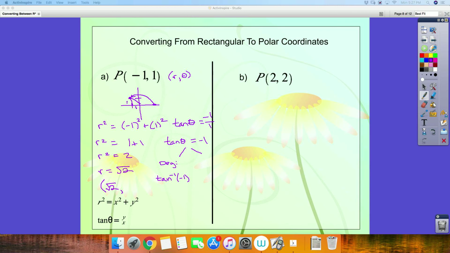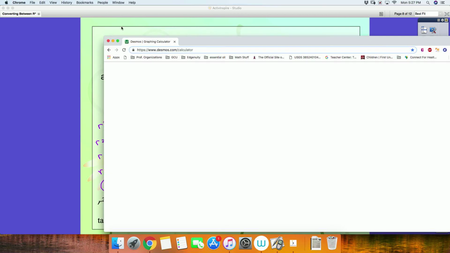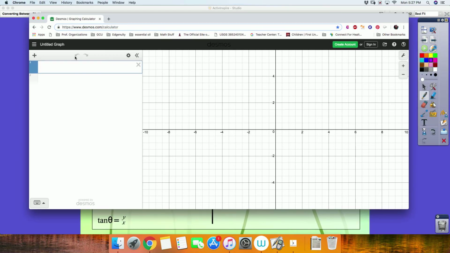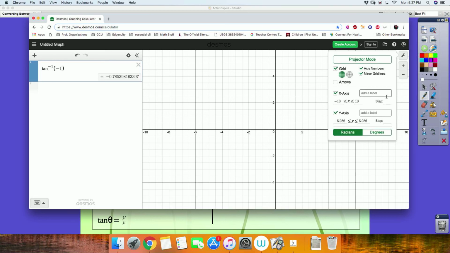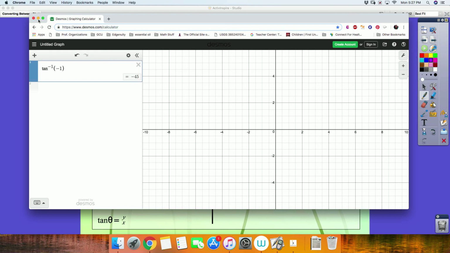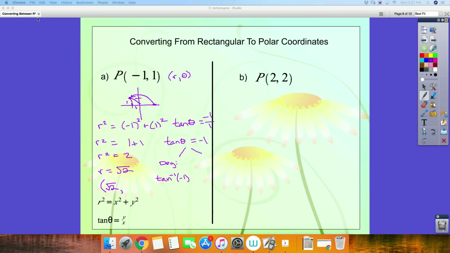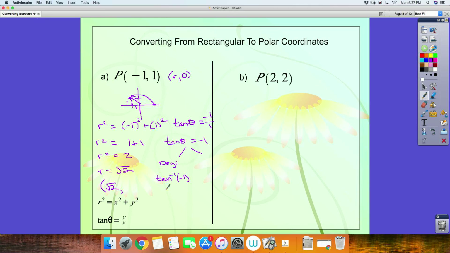So I will go to my online calculator and we will go to functions, inverse tangent, negative 1, and then we always have to make sure that our mode is in degree mode, and it tells us that our angle is negative 45. So we know one of our answers here is that theta equals negative 45.